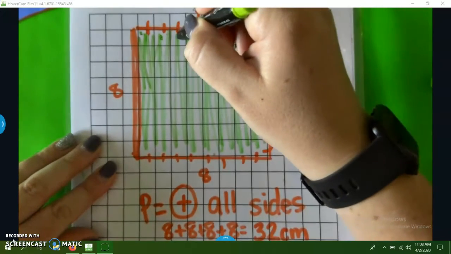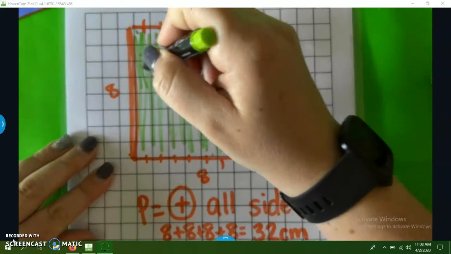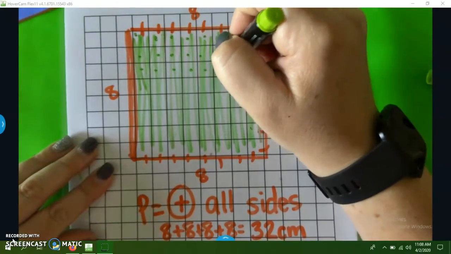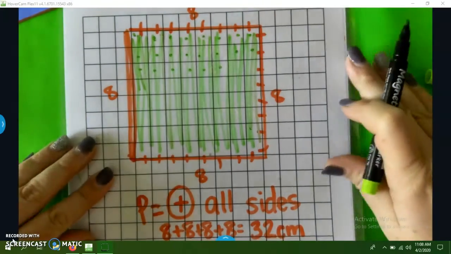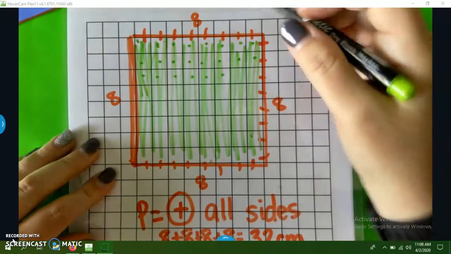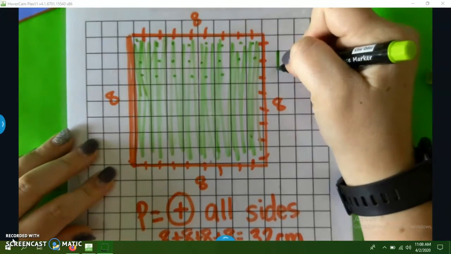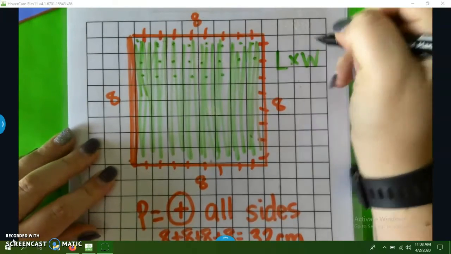1, 2, 3, 4, 5, 6, 7, 8, 9, 10, 11, 12, 13, 14, 15, 16, 17, 18, 19, 20, 21, 22. But we have a lot more things to do, and we don't want to have to count every single square. So what we do as 5th graders is we use a formula known as length times width.